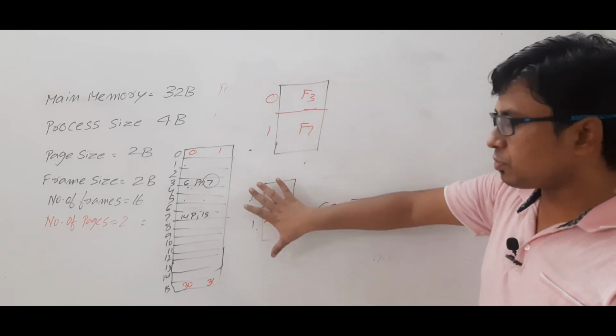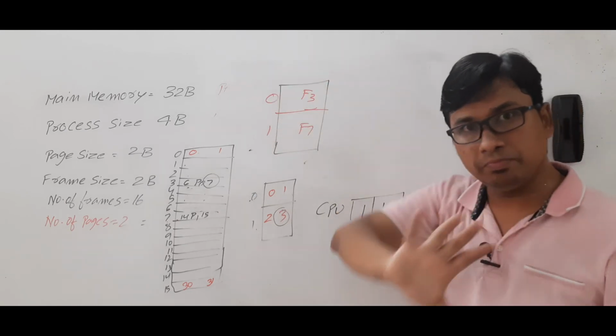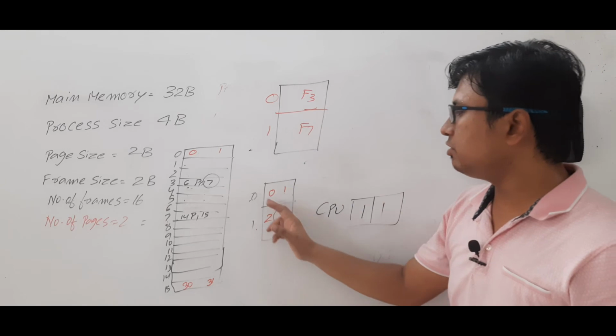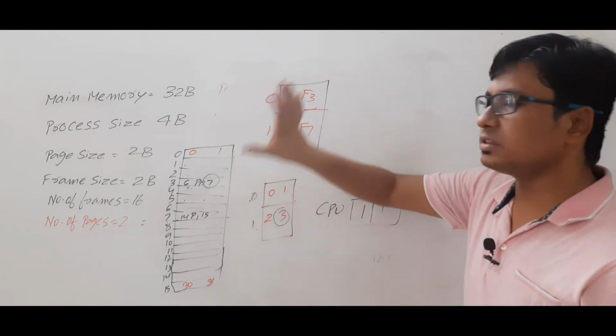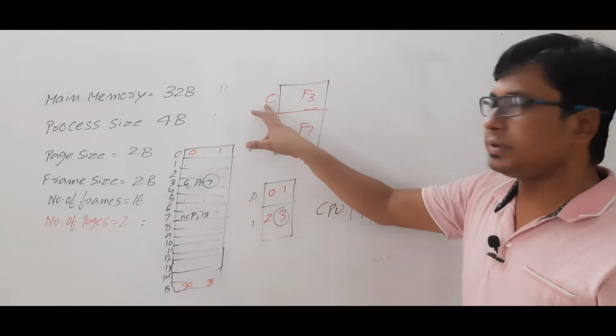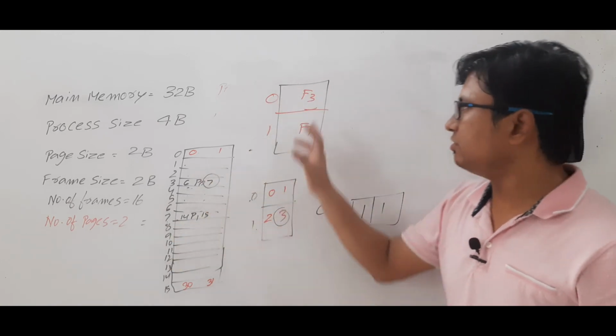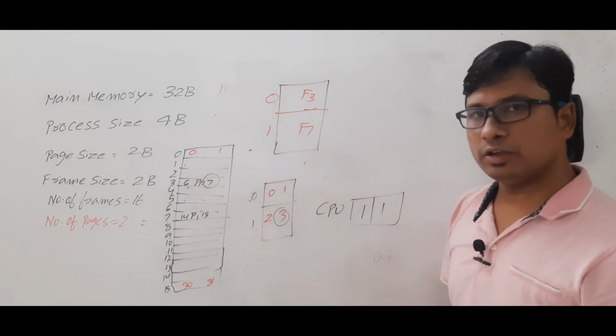So each process will have its own page table, and the number of entries in the page table will be equal to the number of pages in the process. And for each page, page number 0 where it has been kept, page number 1 where it has been kept, in which frame it has been kept. Okay, are you able to understand?